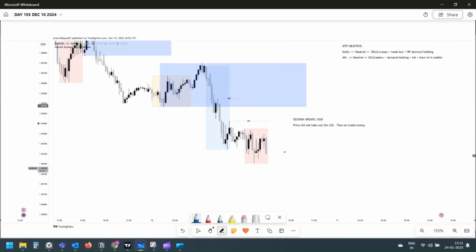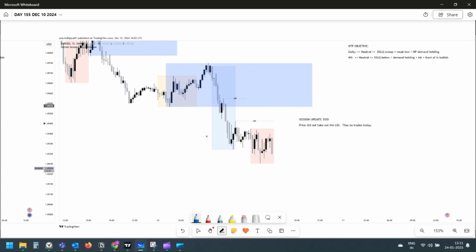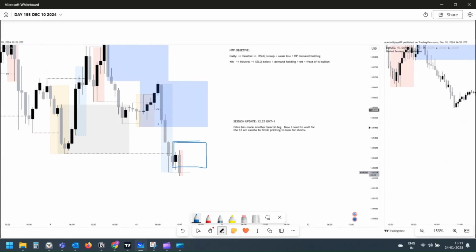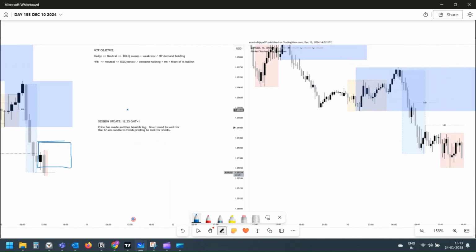But it's very risky. Why? Because this POI is not yet mitigated, and this other POI is within reachable distance. So this POI can be an inducement for tapping into this POI, which makes this POI very high probability.